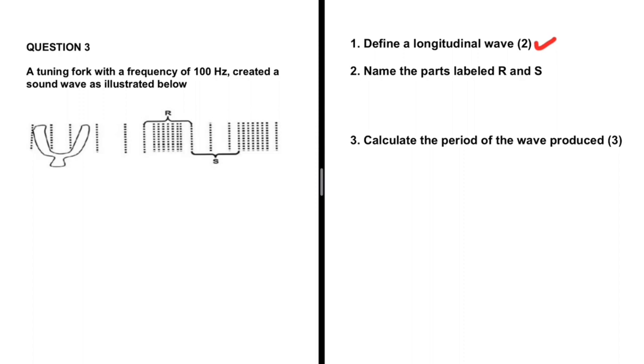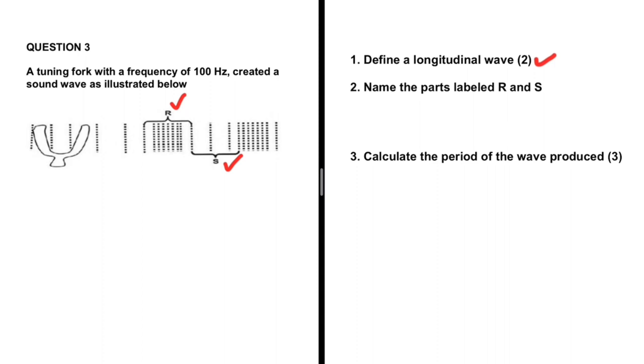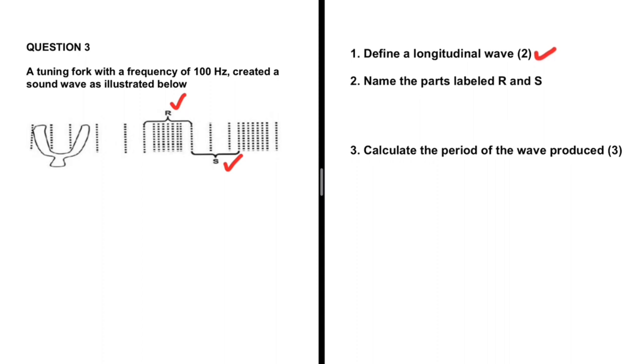The second question, name the paths labeled R and S. So let's go ahead and take a look at what's happening. A tuning fork with a frequency of 100 Hz created a sound wave as illustrated below. Here is our part R and here is our part S. Part R is a region of high pressure. A region of high pressure in a longitudinal wave, we call that a compression. So R is a compression.